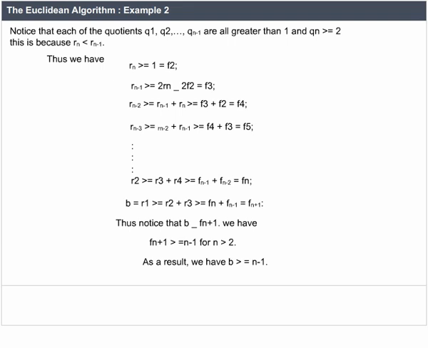Thus notice that B is greater than or equal to F(n+1). We have F(n+1) greater than or equal to n minus 1 for n greater than 2. As a result, we have B greater than or equal to n minus 1.